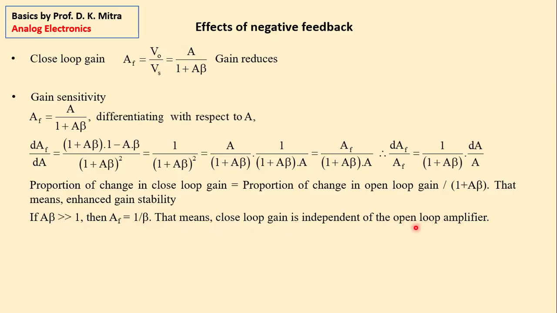A fantastic improvement. That means you have an amplifier, somebody else designed it, and you design a feedback circuit in such a way that A beta becomes much more than 1. Thereafter, the closed loop gain of the amplifier will have nothing to do with the original amplifier or its quality. It will depend only on the quality of your feedback circuit.